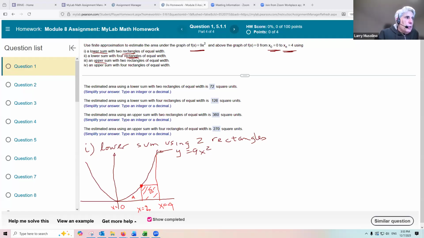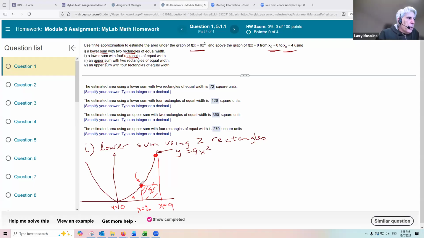Another option might be to use the right edge, the right side of the rectangle. That would make it this area. Well, now that's an overestimate. That would be an upper sum. So what they're asking us to do here in this part of the problem is what's called a lower sum. So the way I'm going to do this is I'm going to create this rectangle using left endpoints. So I'm going to use this red dot here to establish the height of the rectangle.